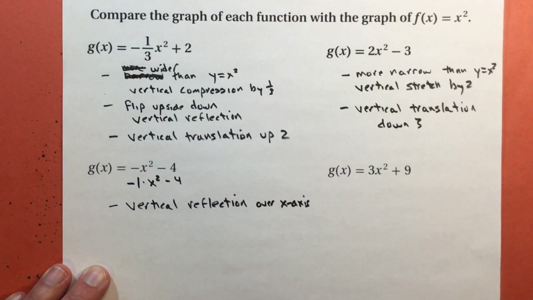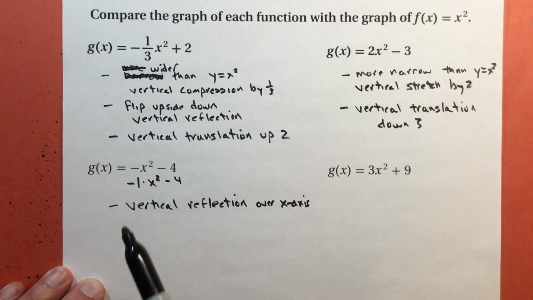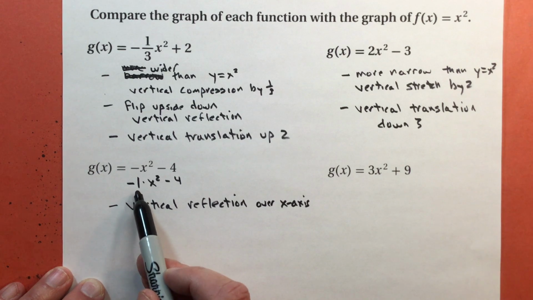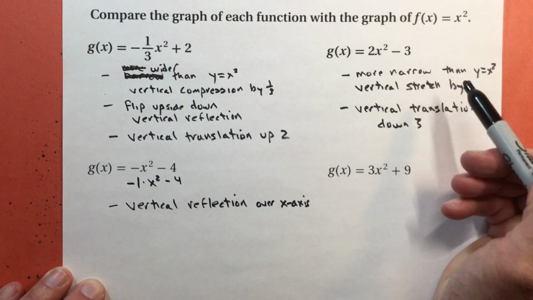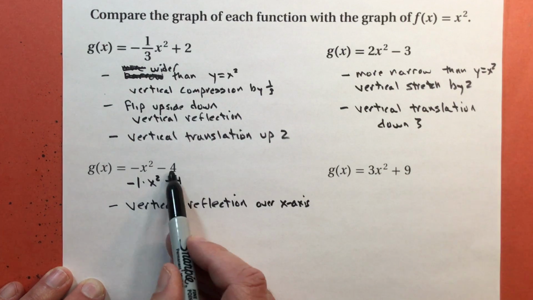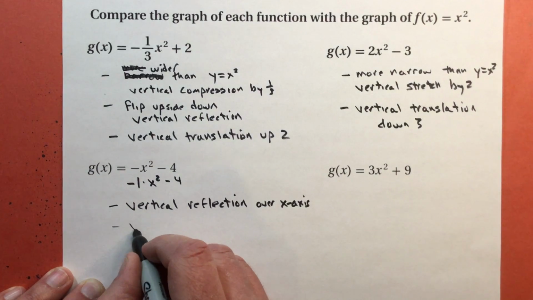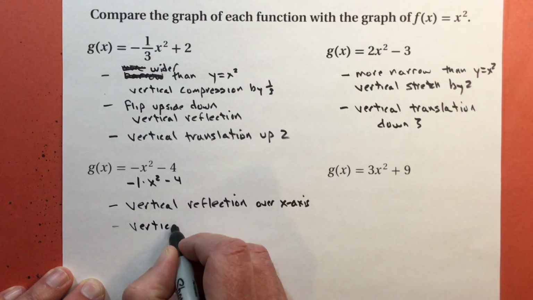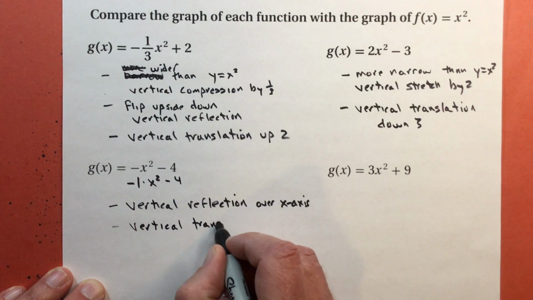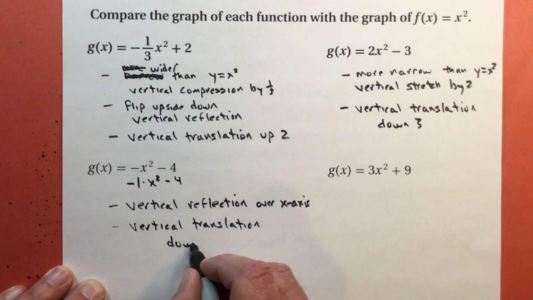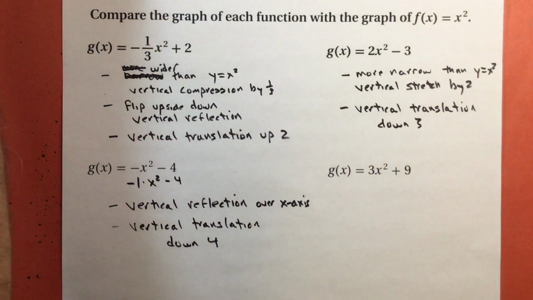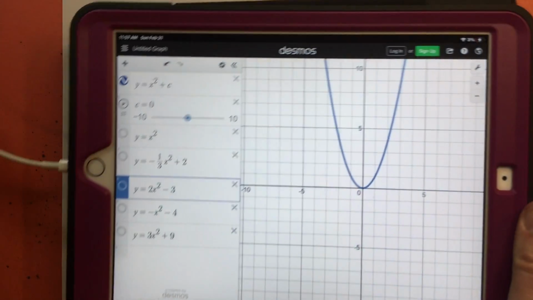But of course all that is stuff that we'll cover in Algebra 2. You're multiplying by 1, which doesn't change, so this is the same width as x squared, the only thing is that it got flipped upside down. The subtract 4 here is a vertical translation down 4.